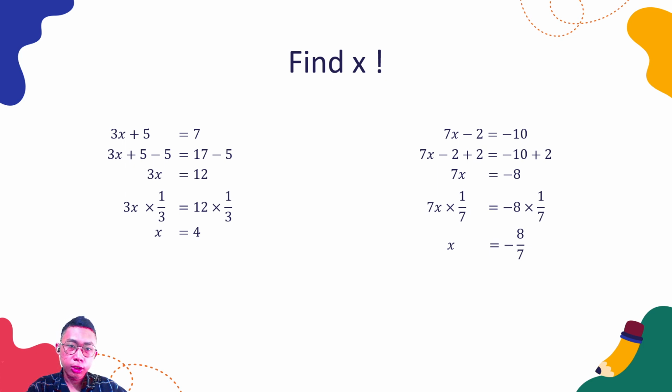Second equation, 7x - 2 = -10. Now, we add 2 to both sides, so we have 7x = -8. And to isolate x, multiply both sides by 1/7, so we have x = -8/7.